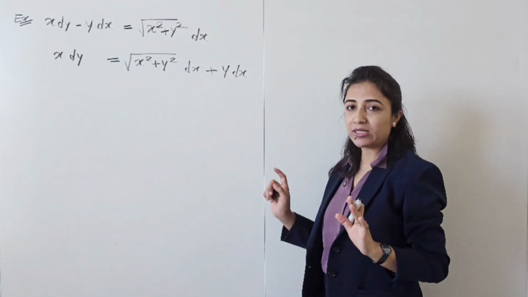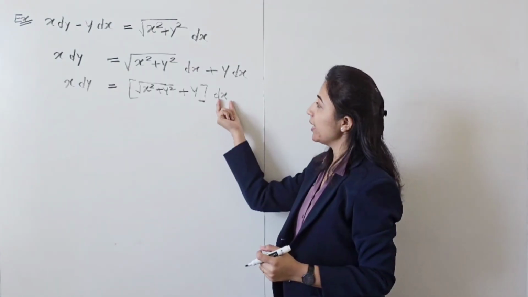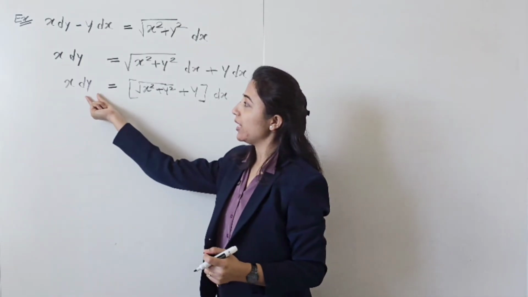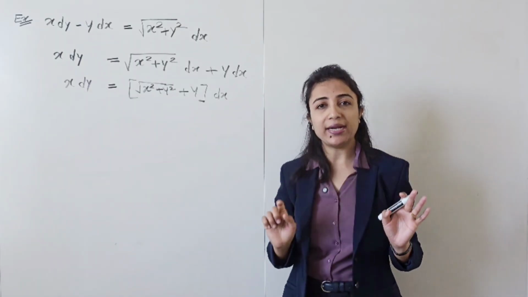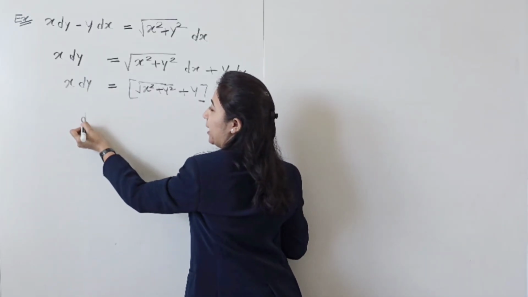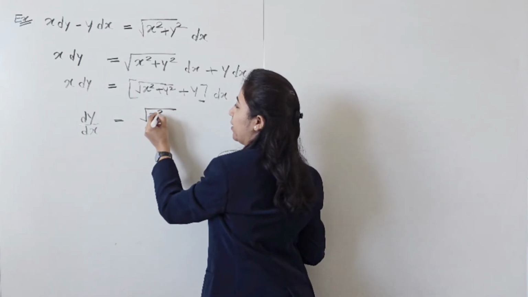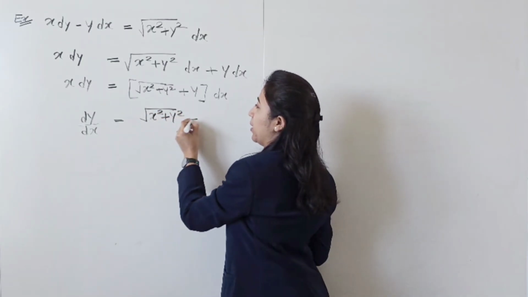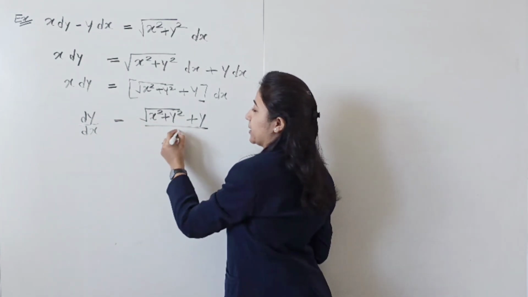Now we can take dx common. So from this term we will take dx common. Now in the next step, this dx I will shift to the left side, and here x we have to shift to the right side. In short, you have to write it in the form of dy by dx. So here dy by dx equal to root of x square plus y square plus y, divided by x.